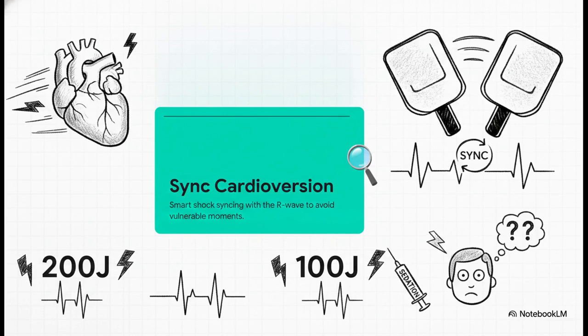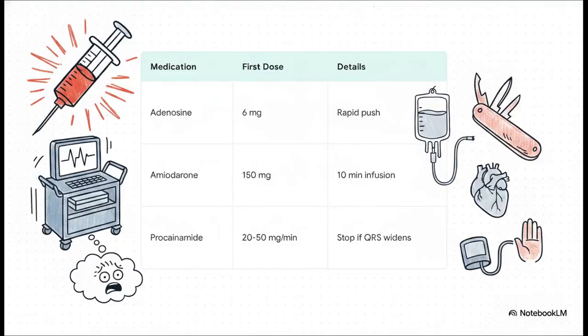For 2025, the guidelines lean heavily into going big enough to make it work the very first time. We're talking 200 joules for AFib and 100 joules for narrow complex tachycardia. Oh, and quick tip, if they are conscious, please sedate them first. Cardioversion while awake is a deeply unpleasant experience. Now, if the patient is stable, take a breath. We have the luxury of time to think and use medications.